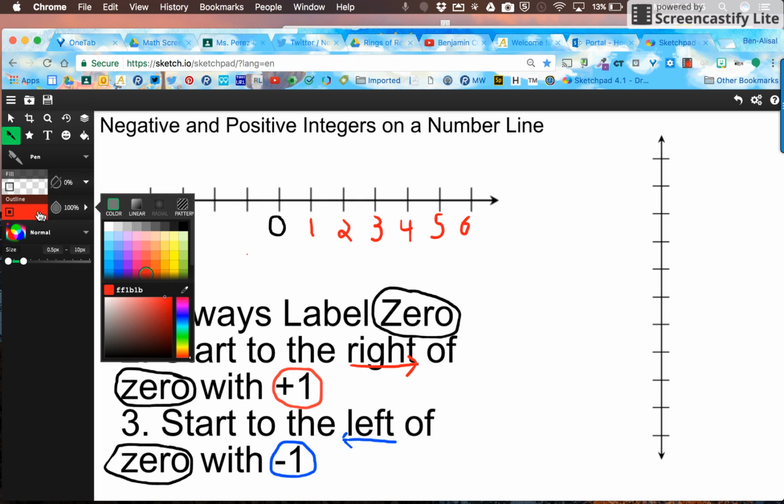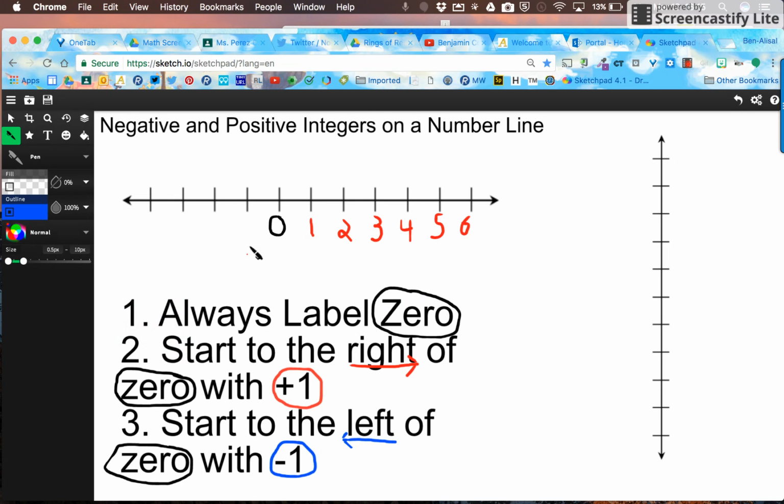The third step is to start to the left of the zero, and we are going to use a different color and also the negative sign. So this is going to be 1, but it's going to be -1, and then we're going to do a -2, and then we're going to do a -3, and finally this number line ends with -4.